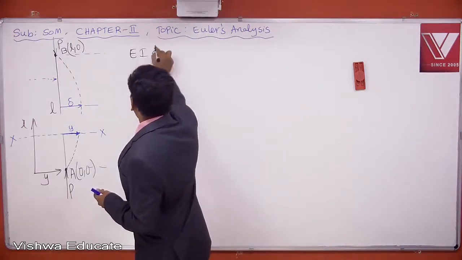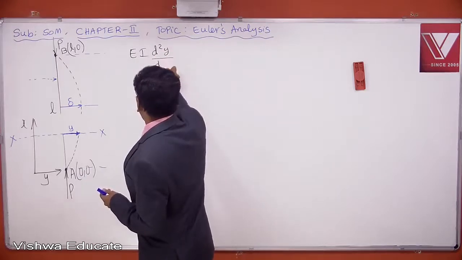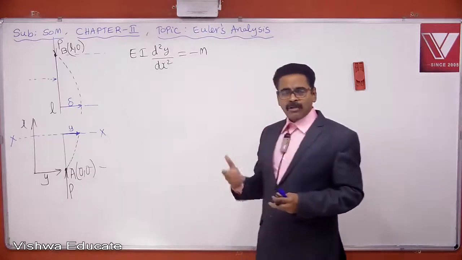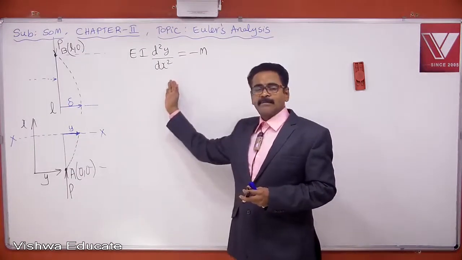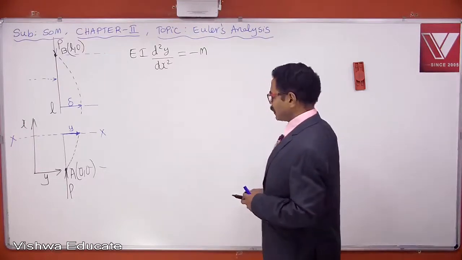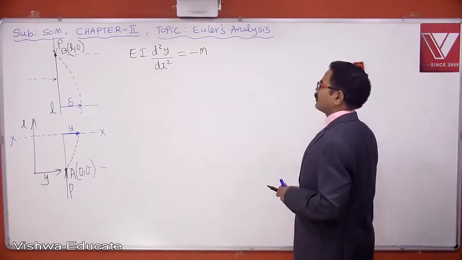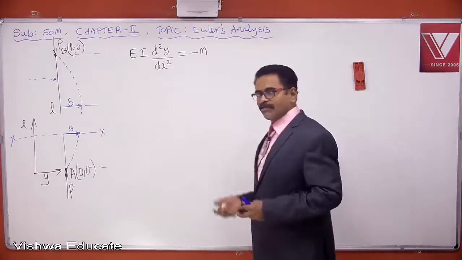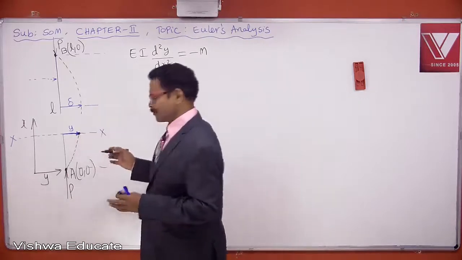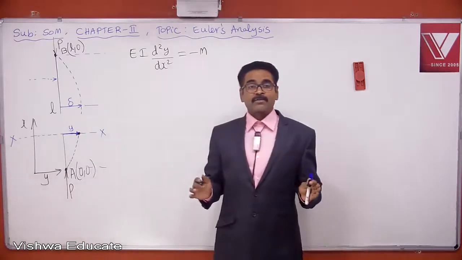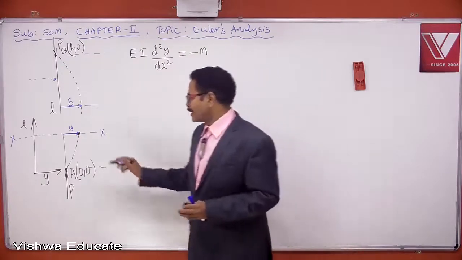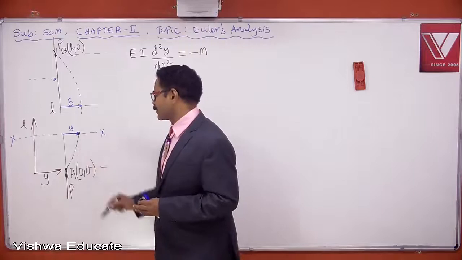EI d square y by dx square equal to minus of bending moment. Theory of simple bending says like this: at the beginning of beams we are going to derive this formula, right? So theory of simple bending says EI d square y by dx square is equal to minus of bending moment. What is bending moment about this point? I should not say bending moment here, I should say buckling moment, but EULER called it bending moment, right? So what is bending moment or buckling moment about this point?